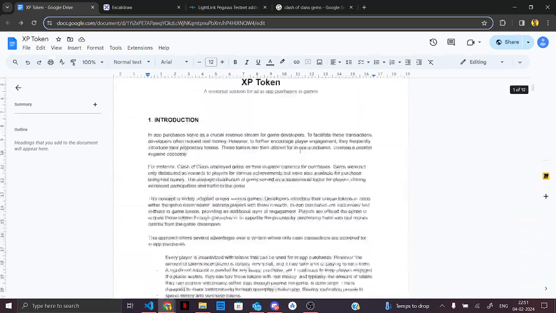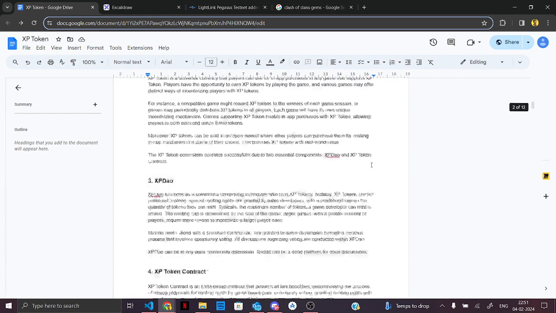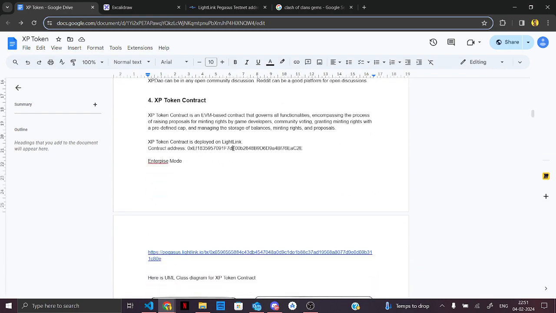Everything is included in this paper, as well as we have written an EVM based contract for this token, and included every functionality related to tokenomics in it. And if you want to look into the contract which we have deployed for this token, with the code, then you can look into this address.